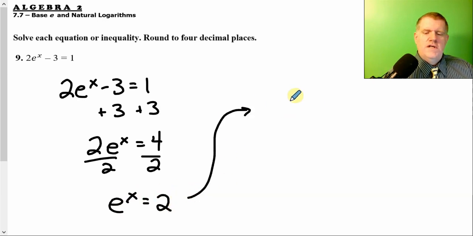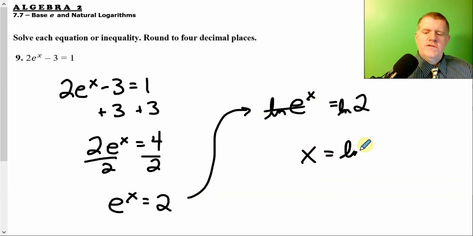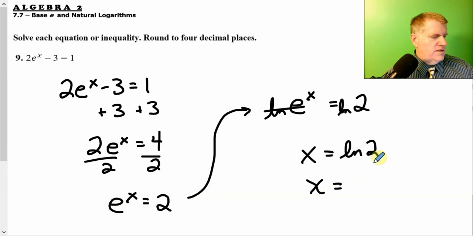Alright. I'm going to put that up here again. What's the inverse of e? What undoes an e function? A natural log function. X equals natural log of 2. Punch it into the old calculator and you will get 0.6931.